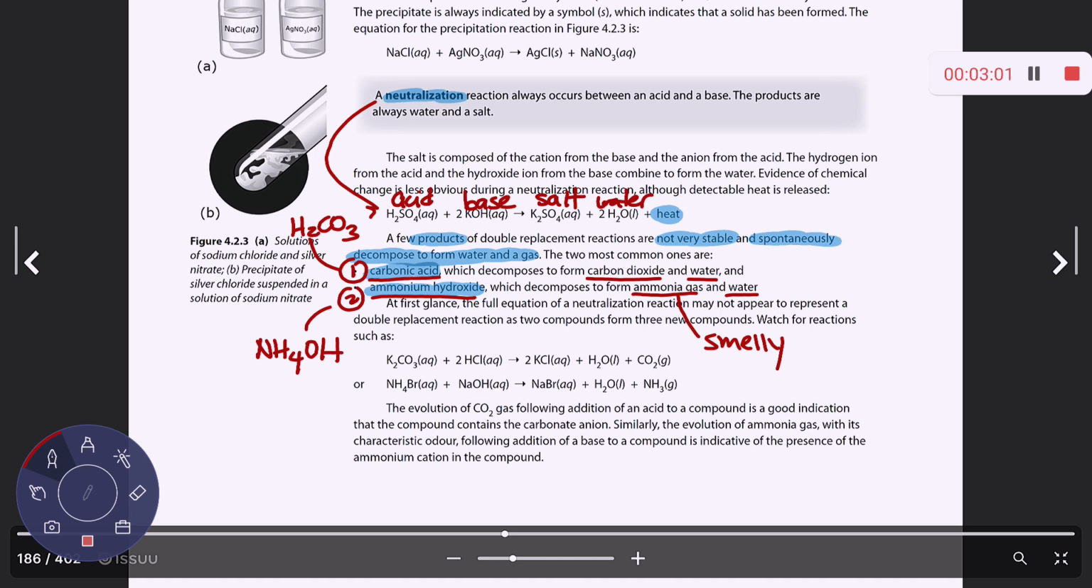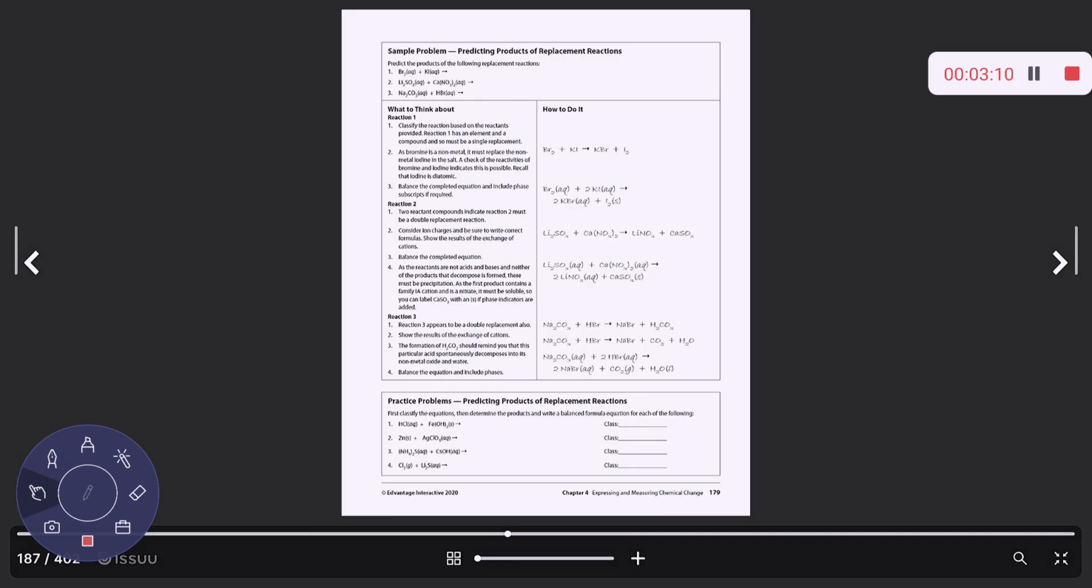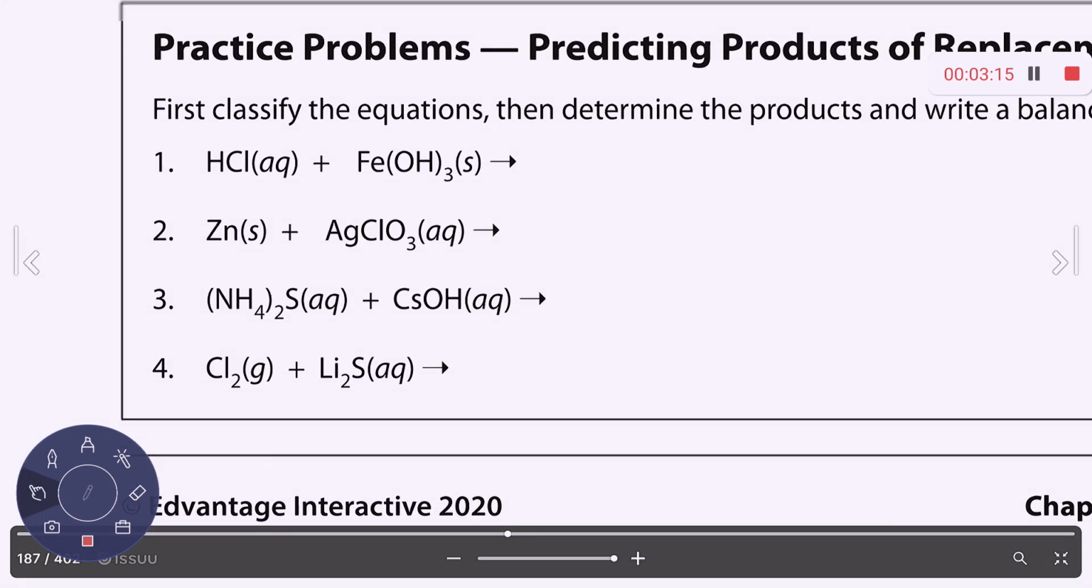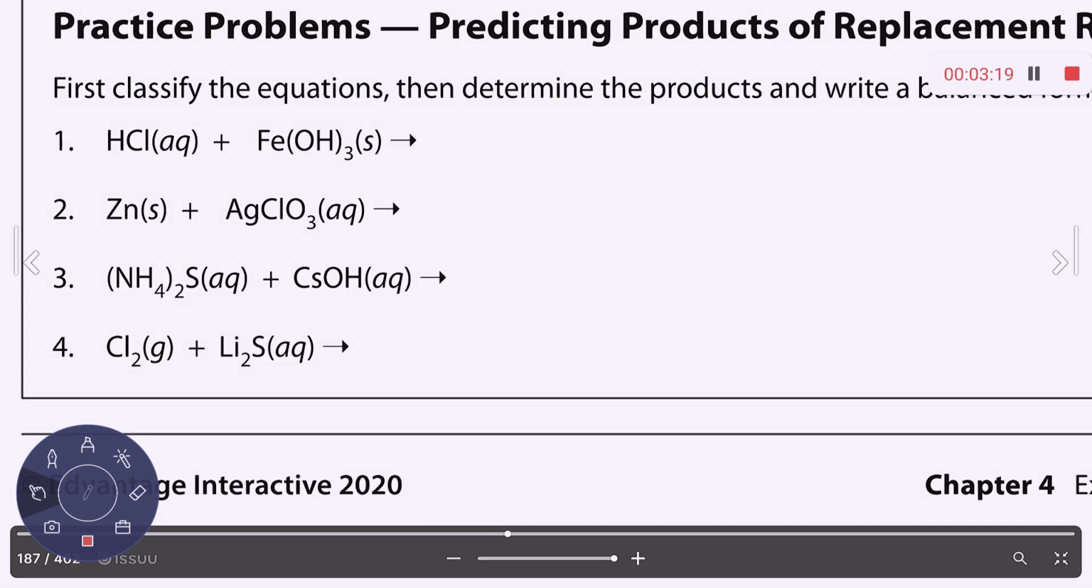Let's take a look at the practice problems, and then we are done. Let's go right here. We're not going to do all of these. Let's take a look at number 1 and number 3, okay?